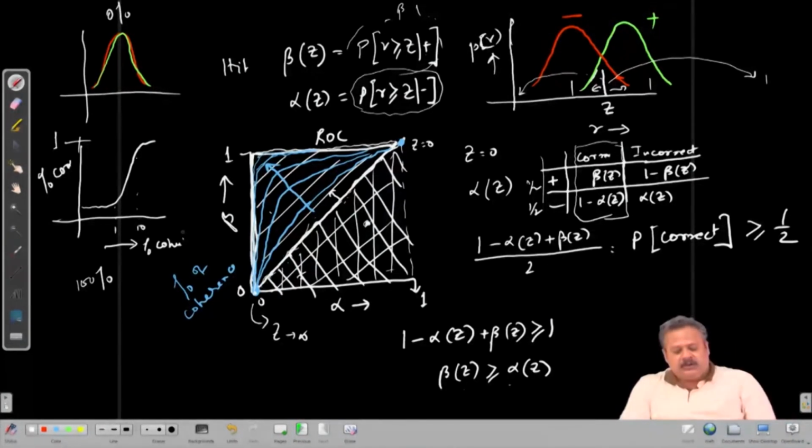So, now based on the neurons, the rate responses, using this analysis as we have here, we will be getting a percentage correct based on the area under the curve, if we can show that the area under the ROC is the percentage correct.